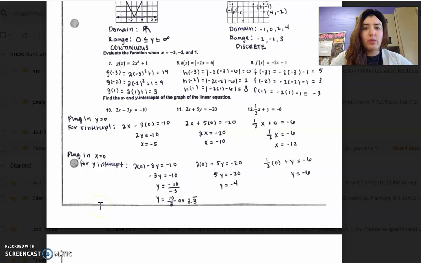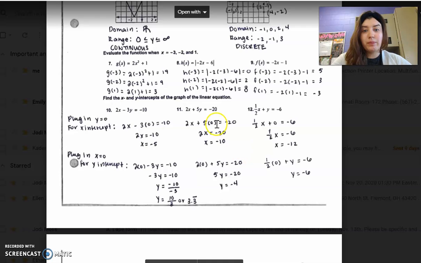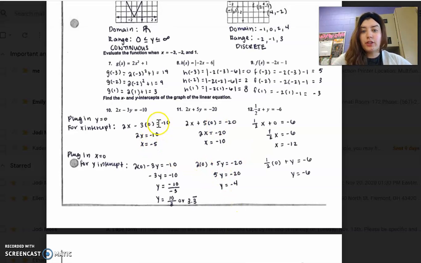Okay, to find x and y intercepts, what you have to do is plug in your zeros. So for an x-intercept, y has to equal 0. So we plugged 0 in for y, and then we plugged 0 in for x, and we got our x and y intercepts. And we did that for both of them. So you're just plugging in 0 for the correct value, and then you're solving.